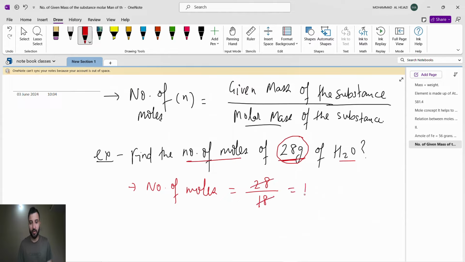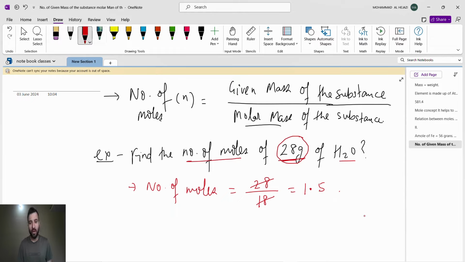So 18 1s are 18, then it is a 10, right? So 18 3s are 54, 18 5s are 90. So 1.5 gram. Sorry. Number of moles. So 1.5 moles.